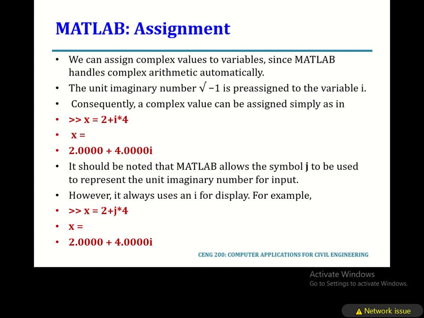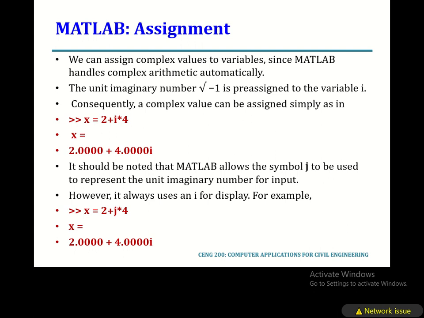You can see it here. 2 plus 4 iota. So which one is real? 2. Which one is imaginary? 4. And in combination, together, they are called as what? Complex numbers. Clear?